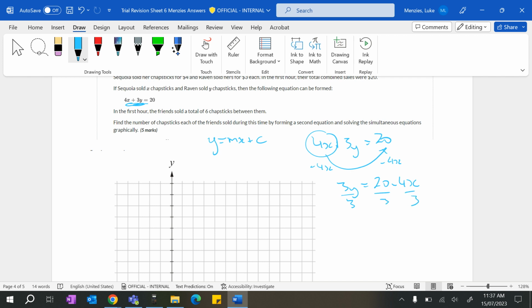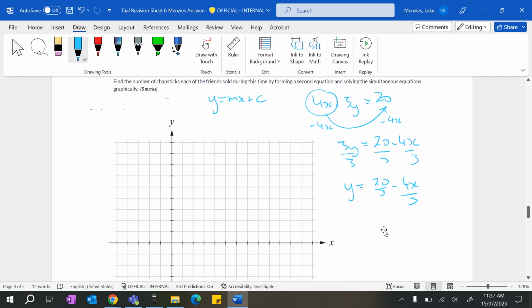All right. And then that gives us y is equal to 20 over 3 minus 4x over 3. Now we've got to graph this, and this is probably a really hard one, I think. But you can use your calculator to do this, or you can use a table of values.